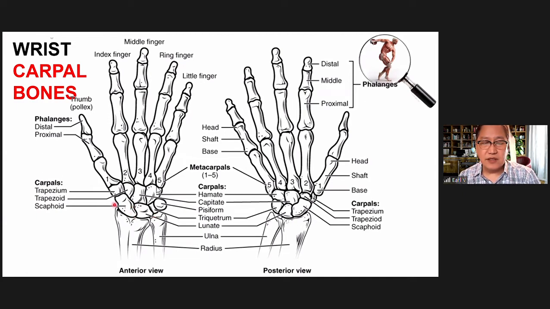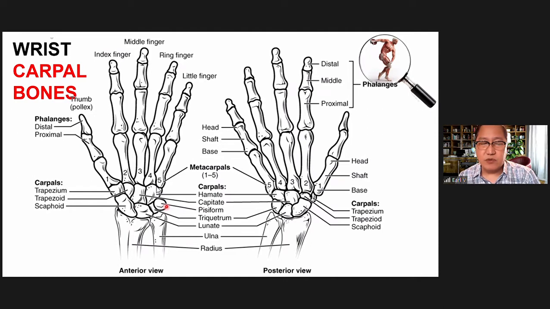If this is the distal part, tip of the finger, and the forearm is proximal, then there is a proximal row of carpal bones and a distal row of carpal bones. So there are 8 of them. From the bones in the proximal row, running from lateral, thumb is always lateral, to the medial, let's identify them: scaphoid, lunate, triquetrum, and pisiform. Apat ito sila.